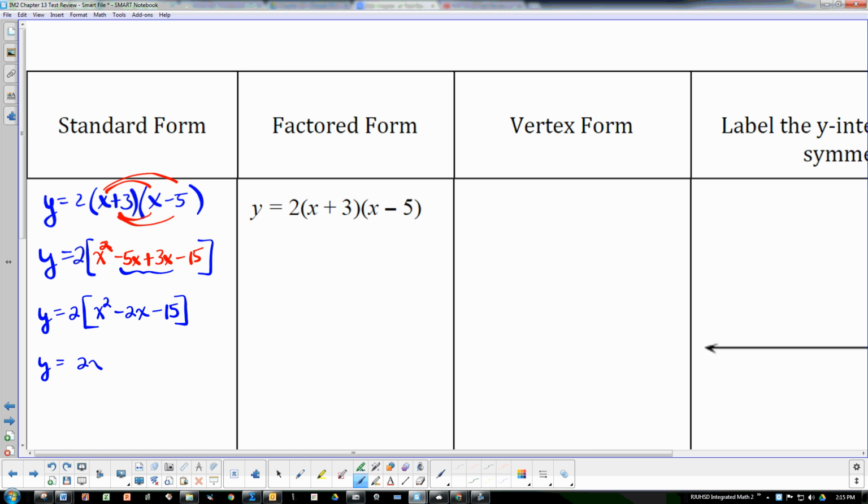And y is equal to 2x squared. And here's what I'm doing. Let me bring you through. I'm distributing, okay? 2x squared minus 4x and then minus 30. So there's standard form. Now we need to take standard form and complete the square. All right, here we go. This is going to be a little intense. So, all right. In vertex form, we're going to start with y is equal to 2x squared minus 4x and then minus 30.